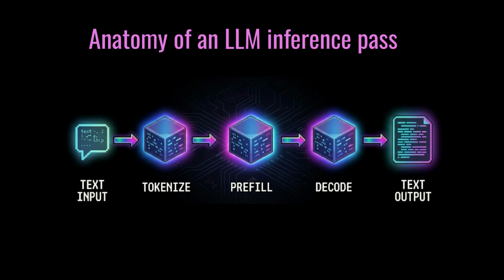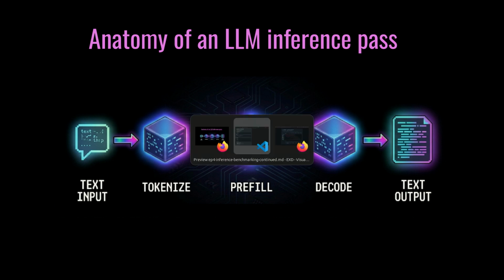First, a quick recap. In episode 3, we looked at the anatomy of an LLM inference pass, and essentially the user's text input is first tokenized, and these tokens are then passed through the LLM in two phases: the prefill phase, then the decode loop, and finally the text output is delivered to the user.